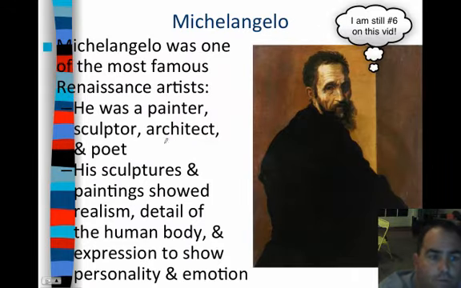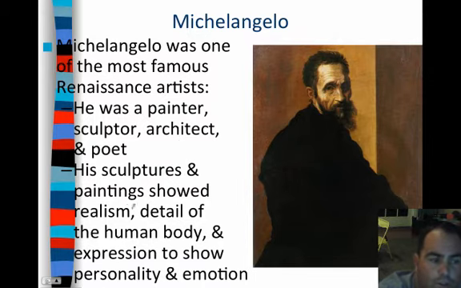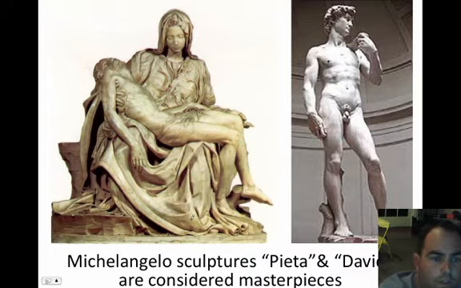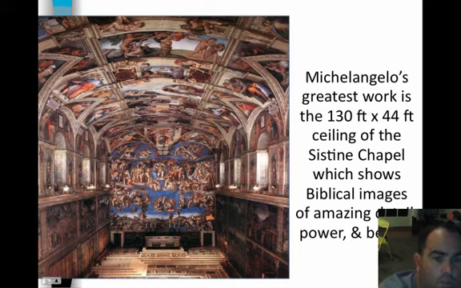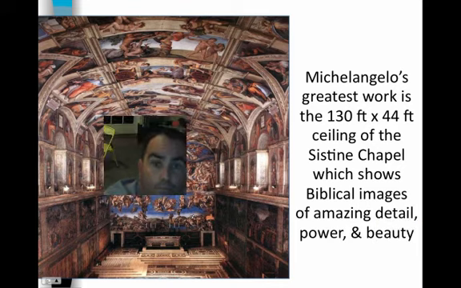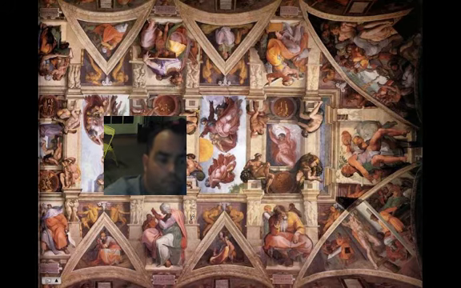Michelangelo was one of the most famous Renaissance painters. He was a sculptor, architect, and poet. His sculptures and paintings showed realism. Realism, Michelangelo, realism. All right? His greatest work is the Sistine Chapel. Again, he got paid by the church to do it, so you get that little bit of overlap, but it's going to be very realistic, it's going to be detailed, it's going to be powerful, it's going to be beautiful.